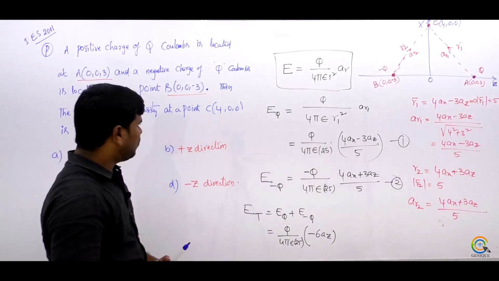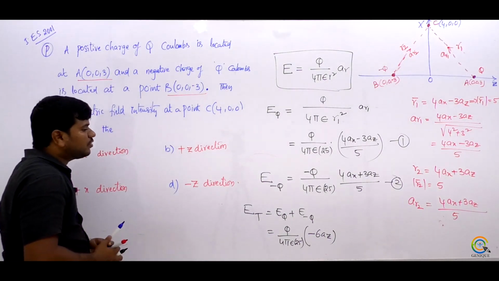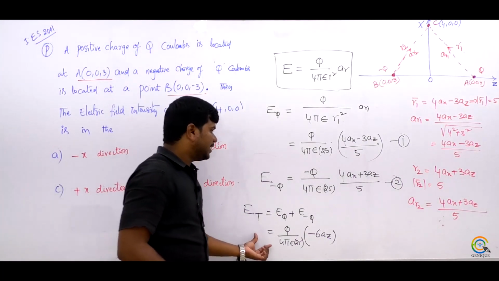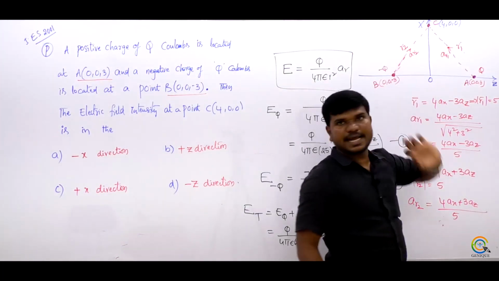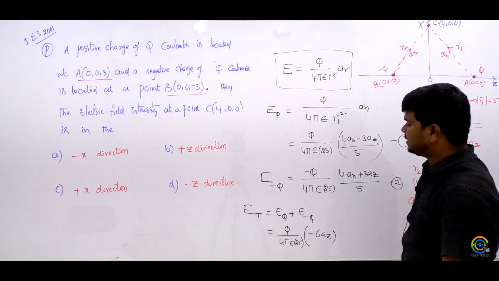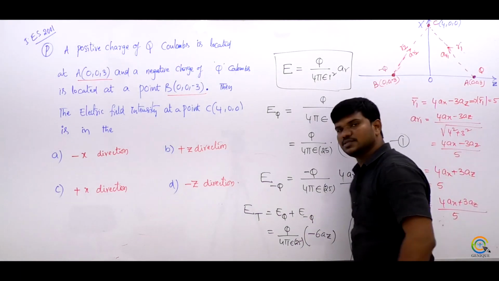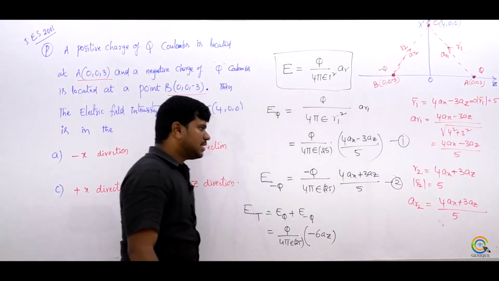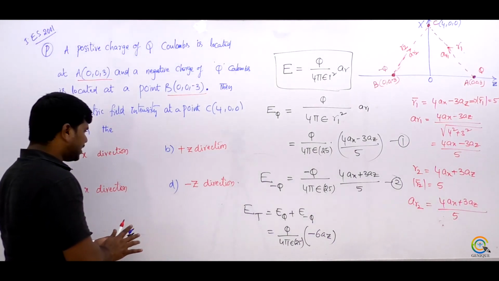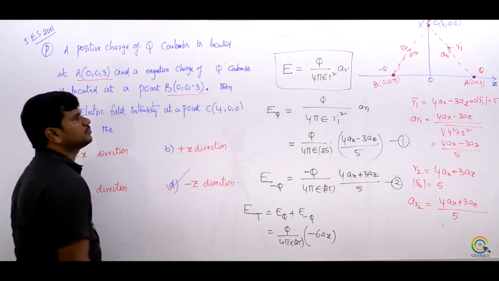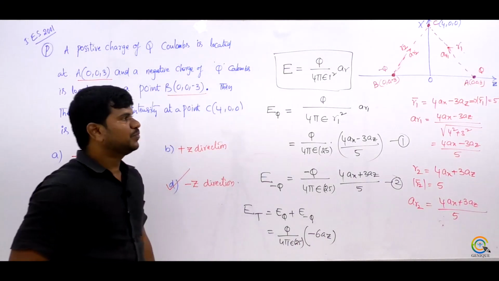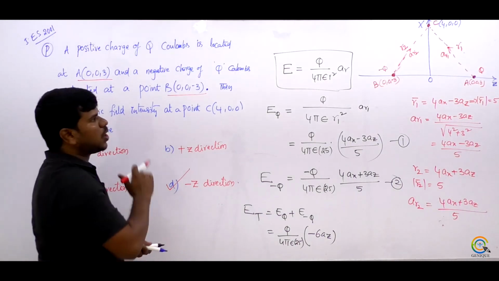So what do we have to find? We have to find the direction of the electric field intensity at this point. What is the direction? Is it the negative AZ direction? Negative AZ direction. So this is the thing. Understand? So what is the option? The option here is this one. So this is the concept.